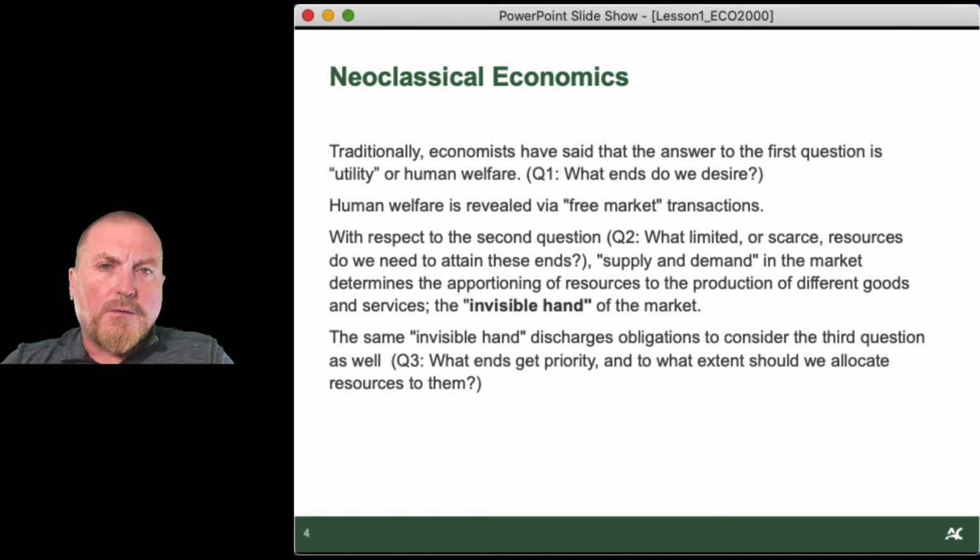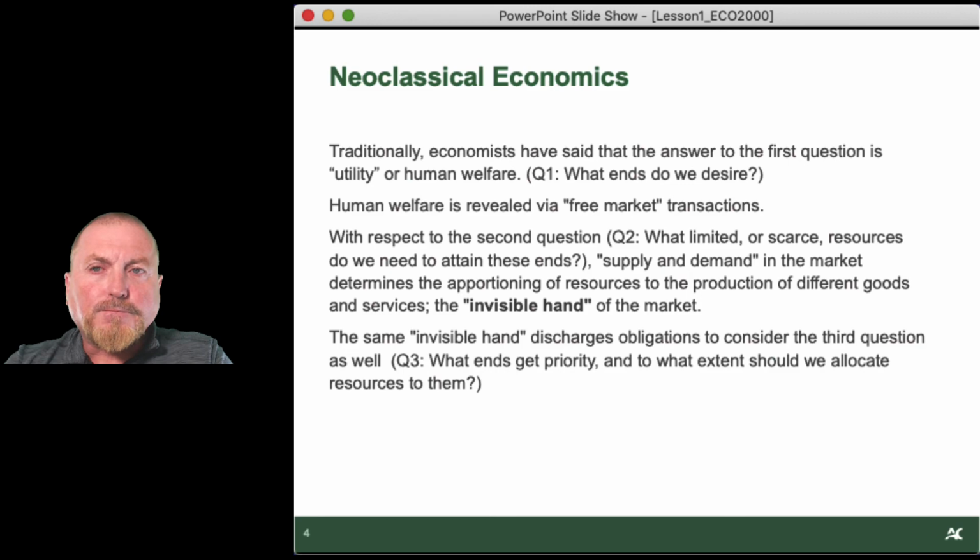The first school of economic thought is still the predominant school of economic thought in Western society today, which is Neoclassical Economics. Traditionally, economists have said that the answer to the first question, what ends do we desire, is utility or human welfare. Our main ends are our own utility: our own personal needs, or our corporate needs, or our group needs, as we define them. And that sense of need, or that utility, is defined through free market transactions. In other words, we make a decision what shoes to buy, what house to buy, what car to buy, and so on, and that's done through what they call the free market.